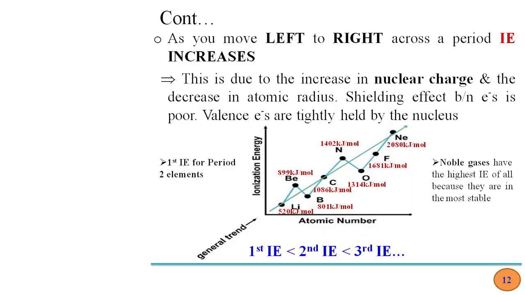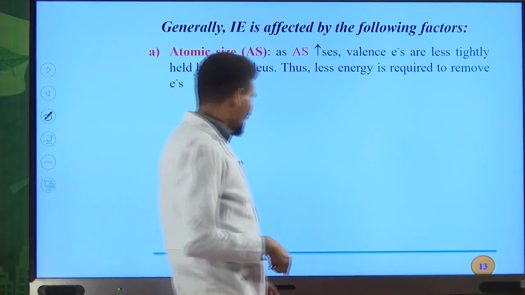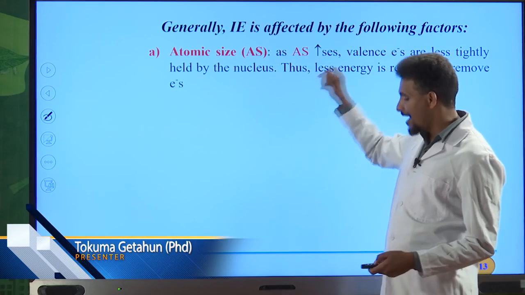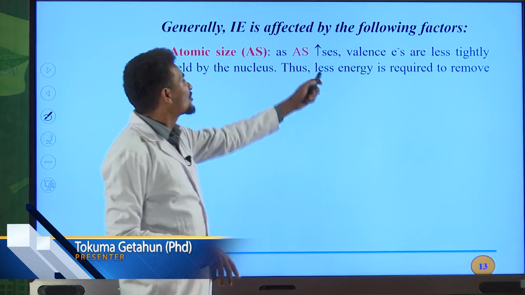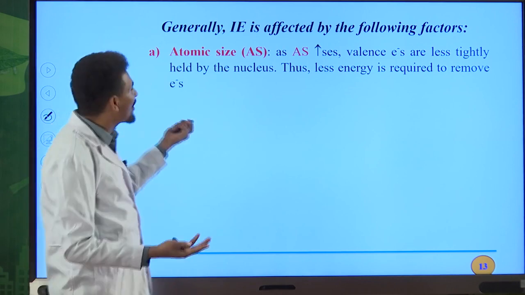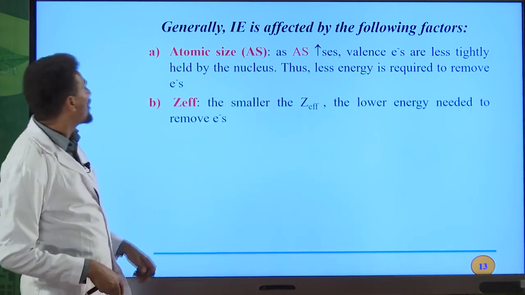I told you that third ionization energy is greater than second ionization energy, and second ionization energy is greater than first ionization energy. Okay, so these are the factors. First one is atomic size. As atomic size increases, what happens to the ionization energy? Less energy is required to remove the electron, so ionization energy decreases. As the atomic size of the elements increases, it is really very easy to remove electrons. Valence electrons are less tightly held by the nucleus because they are very far from it. So attraction decreases, and because of this, less energy is required to remove electrons.